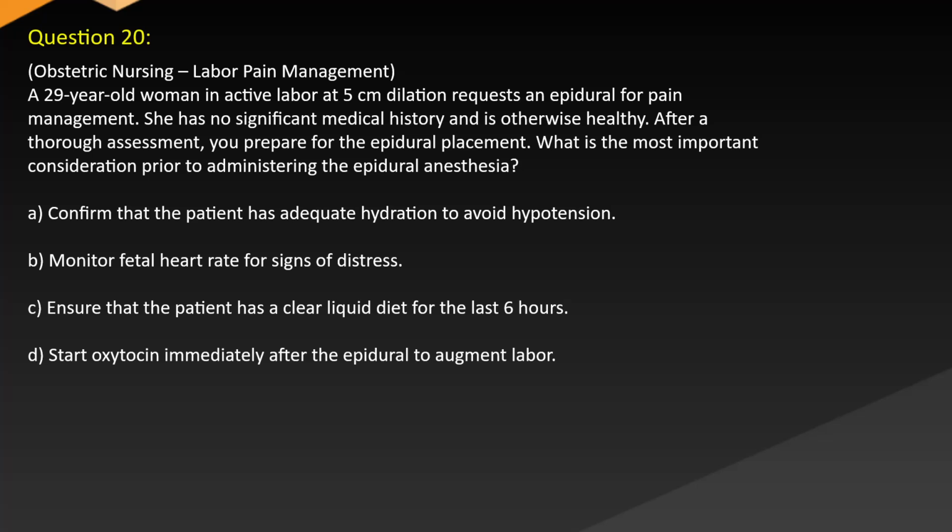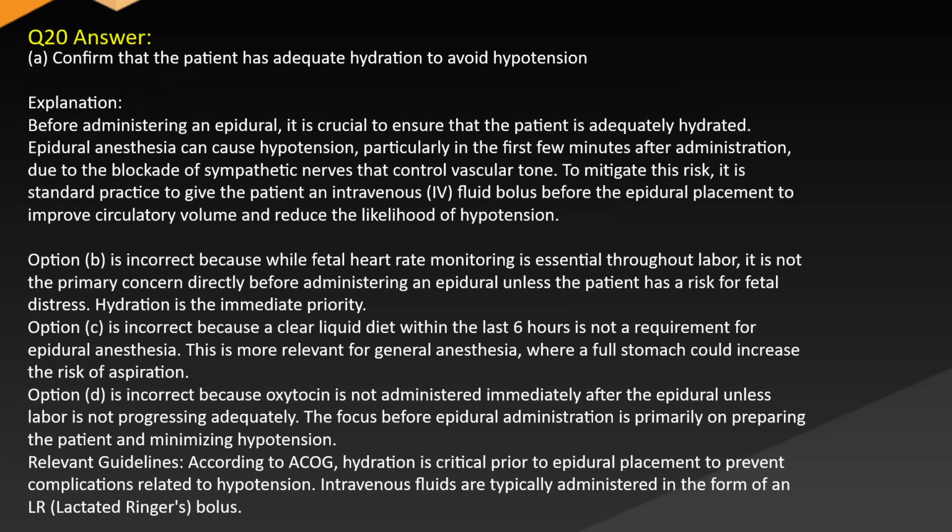A. Confirm that the patient has adequate hydration to avoid hypotension. B. Monitor fetal heart rate for signs of distress. C. Ensure that the patient has a clear liquid diet for the last 6 hours. D. Start oxytocin immediately after the epidural to augment labor. Answer: A. Confirm that the patient has adequate hydration to avoid hypotension.